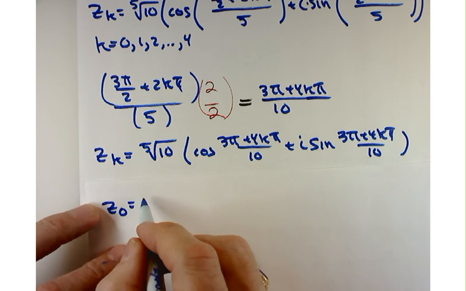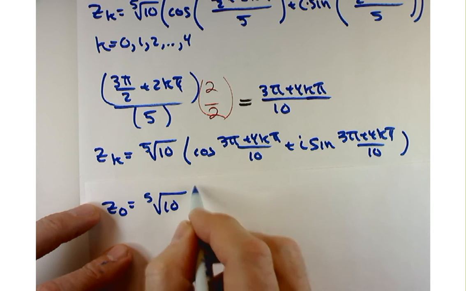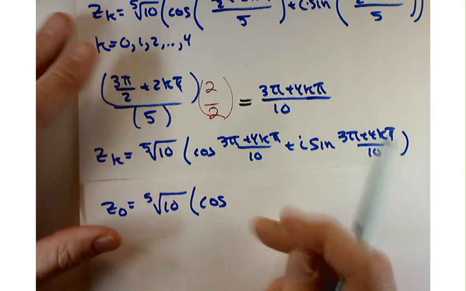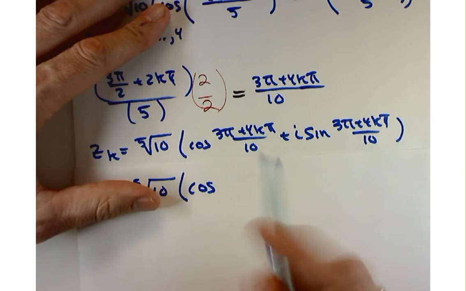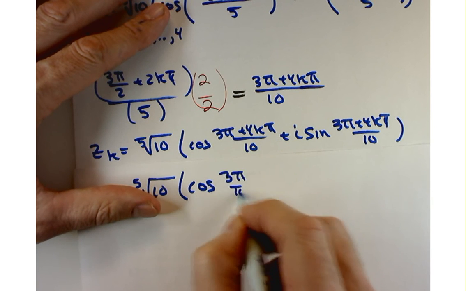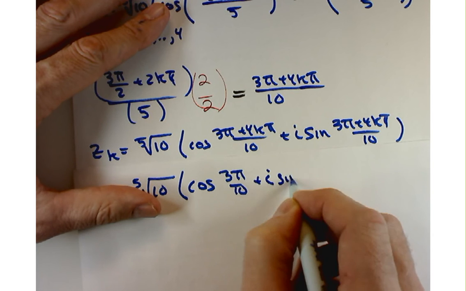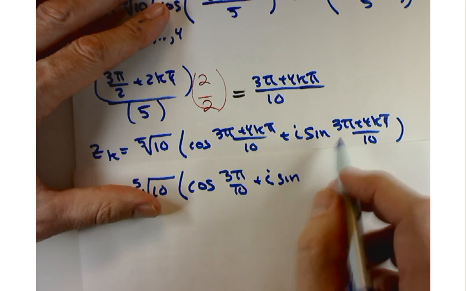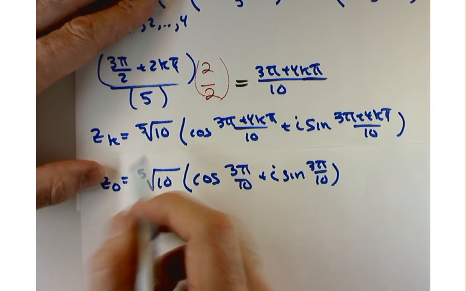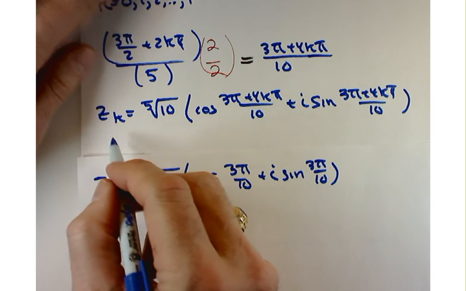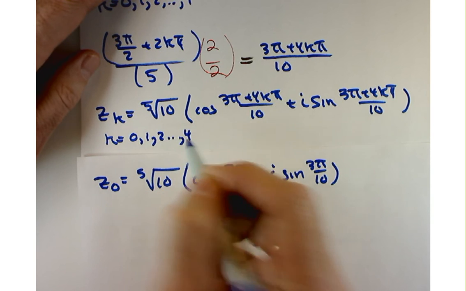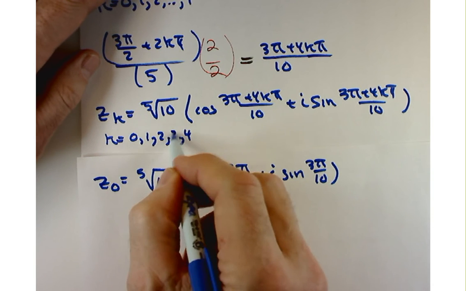Z sub 0 is going to be the 5th root of 10 times a cosine. Now if I put in a 0 for k, I'd have just 3 pi over 10, plus i times a sine. The angle has to be the same, so it's going to be 3 pi over 10 again. Let's keep going. Remember, we want to do this for k equals 0, 1, 2, up to 4.